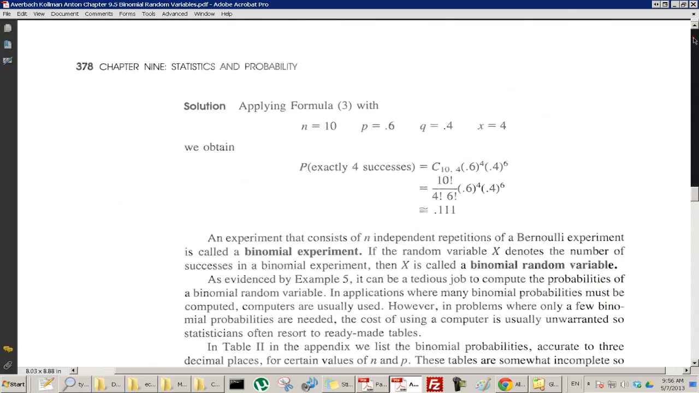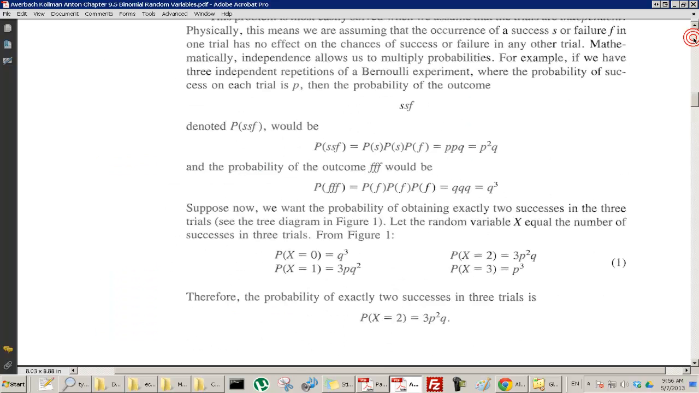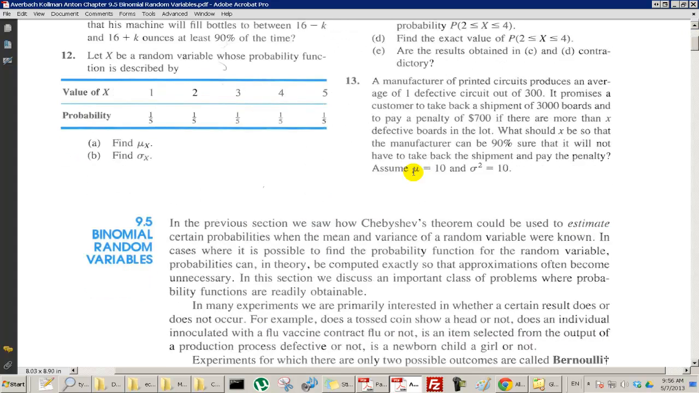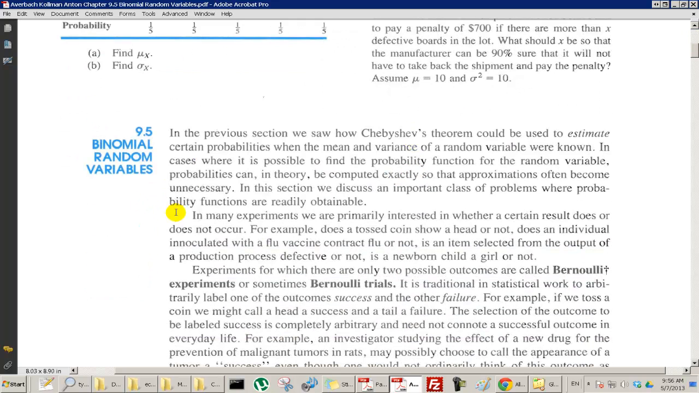Alright, so let's go to this discussion. They say, in many experiments, we are primarily interested in whether a certain result occurs or does not occur. So heads or tails, mutation or not, and so on. For example, does a tossed coin show a head or not? Does an individual inoculated with a flu vaccine contract the flu or not?